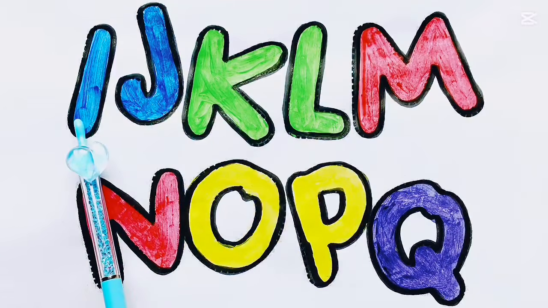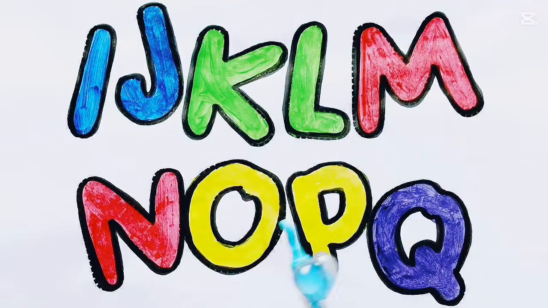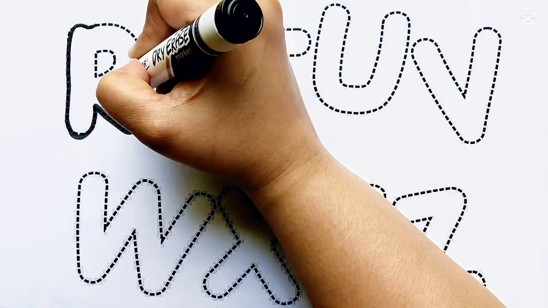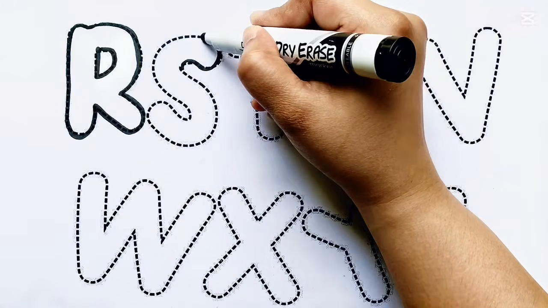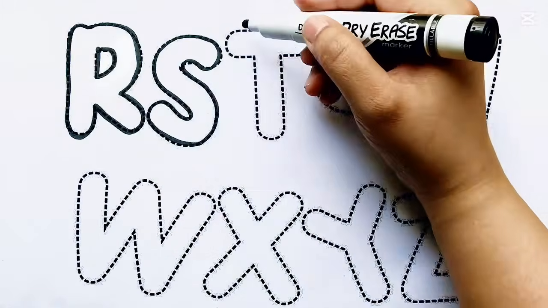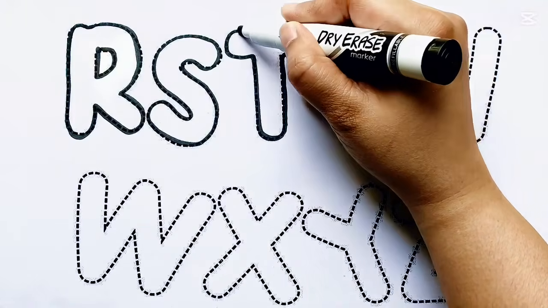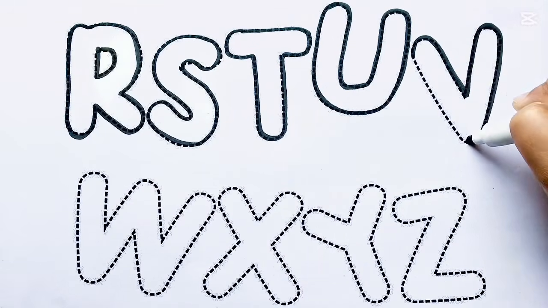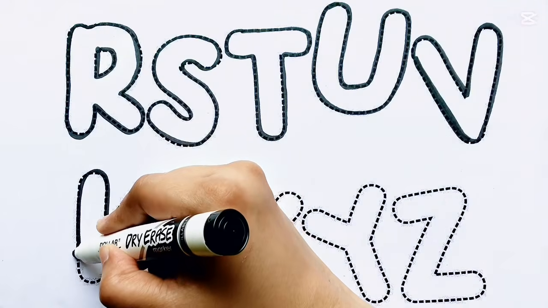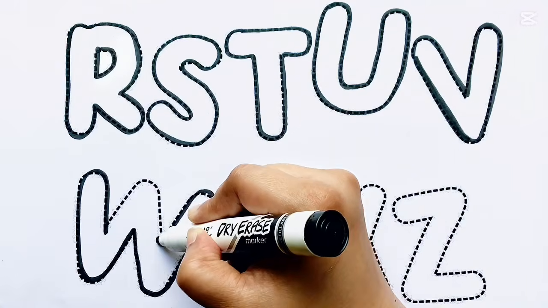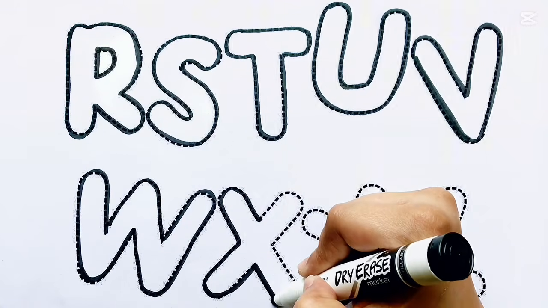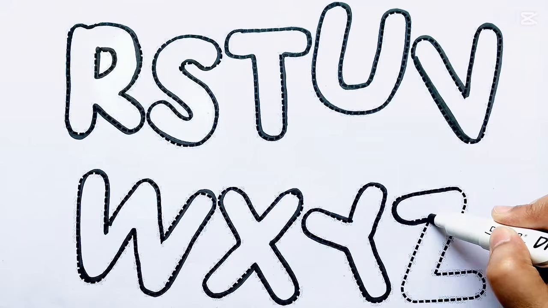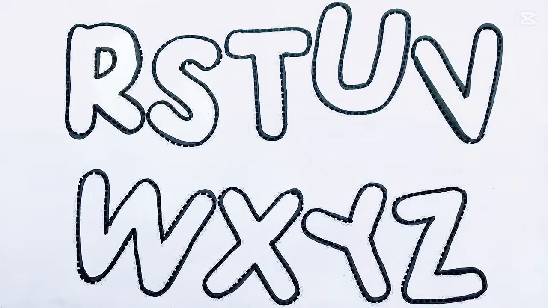Let's repeat. I, J, K, L, M, N, O, P, Q. Capital letter R. R for rainbow. S. S for sun. T. T for teeth. U. U for unicorn. V. V for vase. W. W for watch. X. X for xylophone. Y. Y for yo-yo. And Z. Z for zebra.